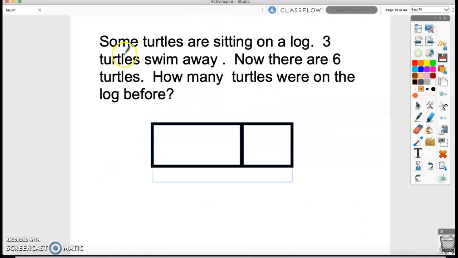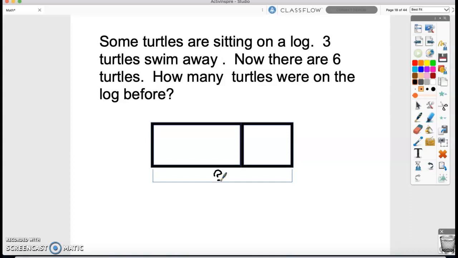Let's go to the next problem. Let's read what it says. It says, some turtles are sitting on a log. 3 turtles swim away. Now there are 6 turtles. How many turtles were on the log before? So once again, I'm going to use my bar model. So when I use my bar model, it says some turtles are sitting on the log. I'm not sure how many some is. Some is not a number that I know.